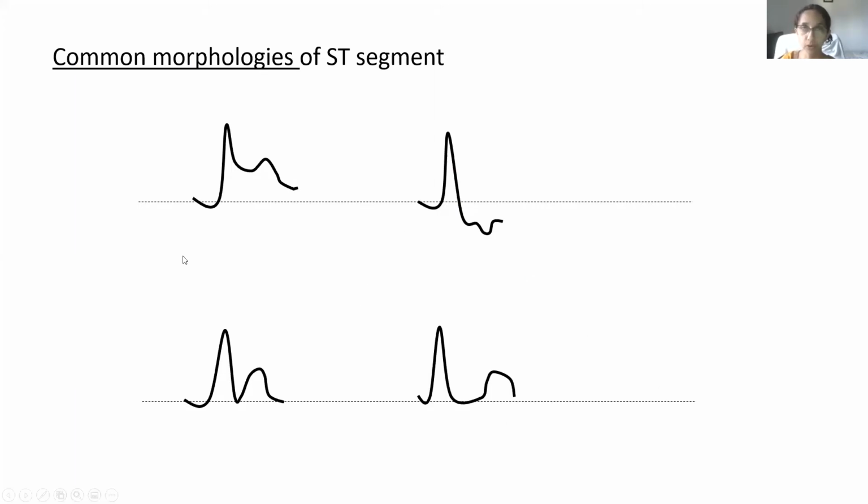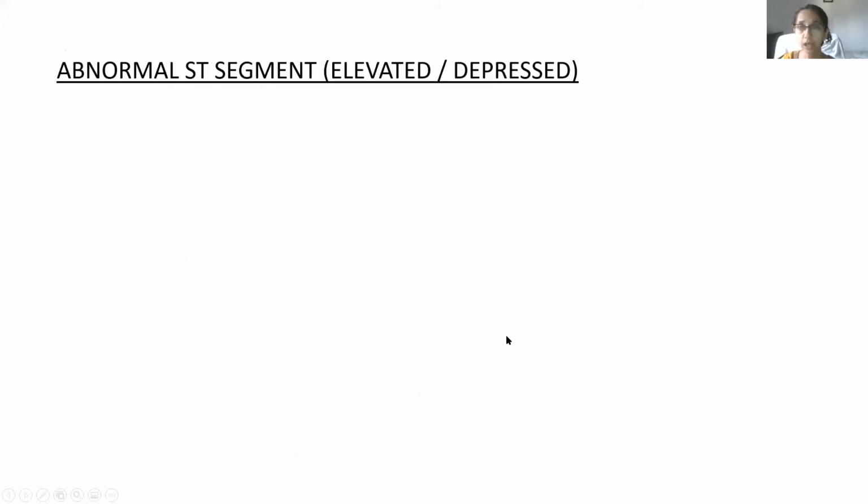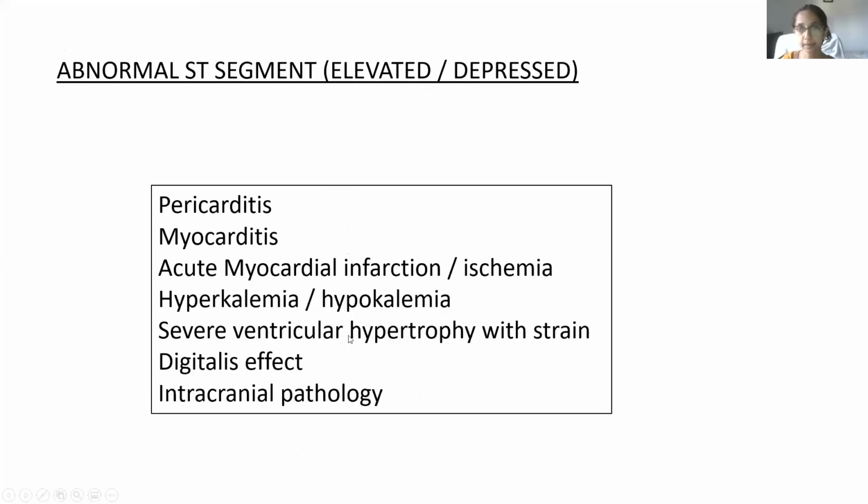So what are the morphologies of ST segment? We can see the ST segment can be elevated like this. The ST segment can be depressed like this, or you can have a short ST segment, hardly seen, or you can have a long ST segment. So the abnormalities in the ST segment are basically summed up this way. You can see changes in the ST segment when there is pericarditis, myocardial infarction, or ischemia. It can also be seen with digitalis, and it can also be seen with changes in the potassium level.